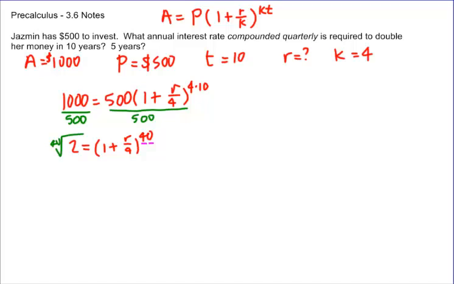So we would just take a 40th root over here, or even better, let's raise both sides to the 1/40th power, because if we do that, the 40s will go away. So what I end up with on the left is 2 to the 1/40th power equals 1 plus the rate divided by 4. And so you can punch into your calculator 2 to the 1/40th power.